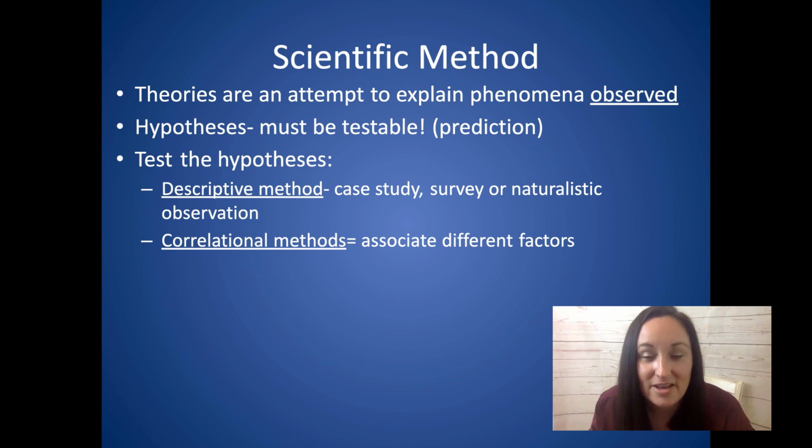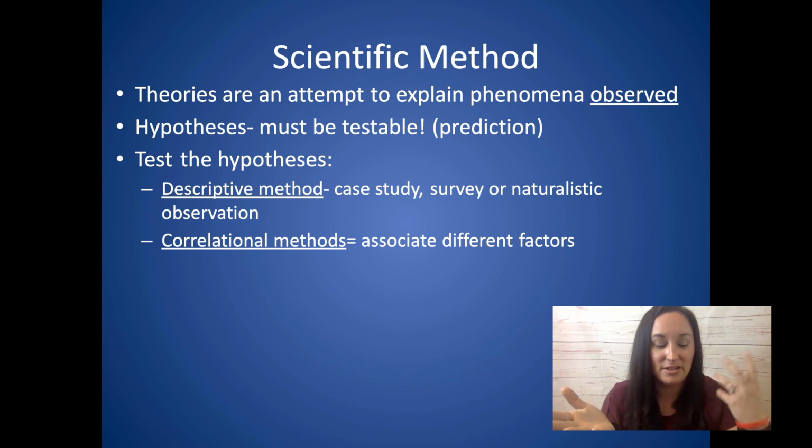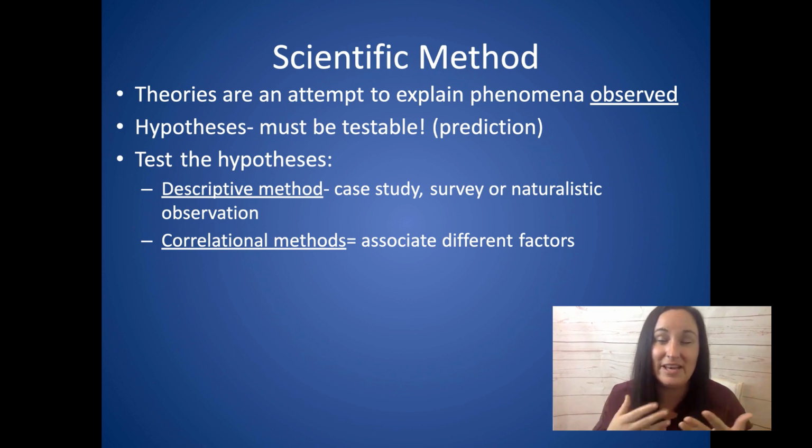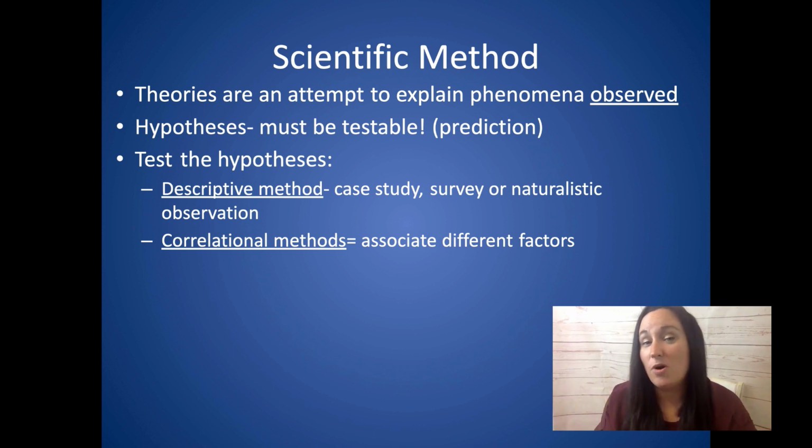Correlational methods. We might test our hypothesis by taking data, surveying people, and comparing 2 things. So women who smoke and premature babies in those women who smoke. They might be able to compare those 2 things and see, is there a correlation? Is there a relationship between smoking when you're pregnant and a premature baby?